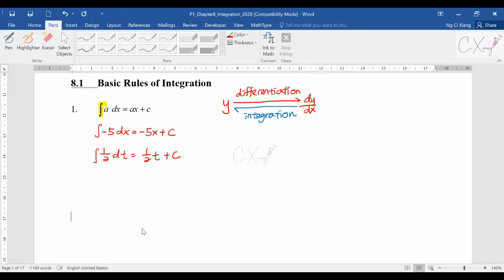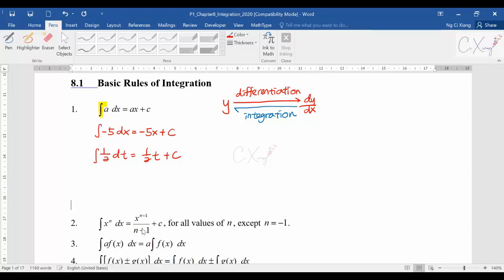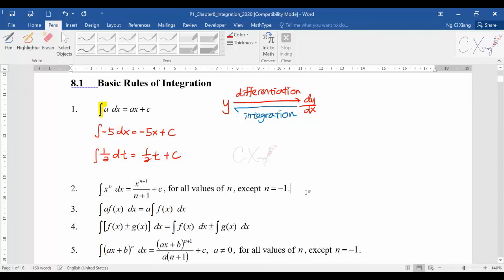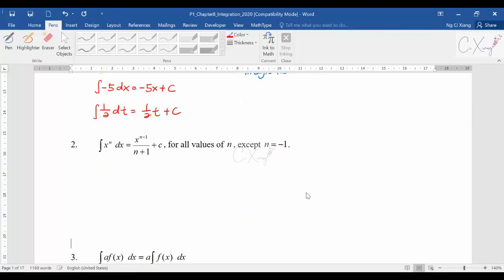Now we continue to the second rule that we are going to learn. This is when they want you to integrate x power n. What's the step? It should be x power n plus 1 divided by the new power, n plus 1, plus c. Always remember that it is the reverse process of differentiation. Differentiation is what? You multiply by the power, so the power is put in front, and then the power minus 1.